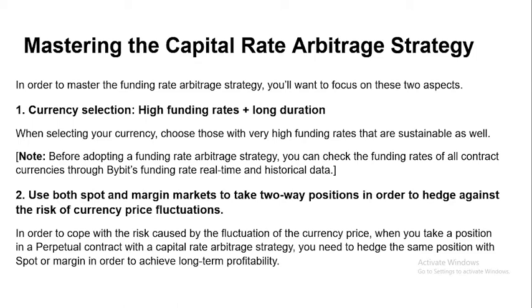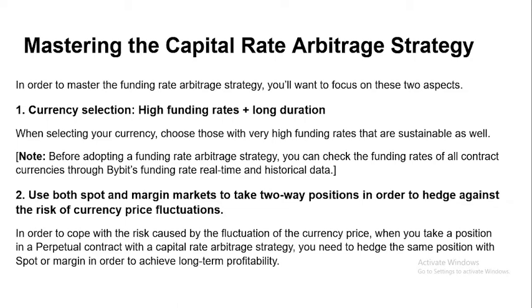So mastering the funding rate arbitrage strategy. In order to master the funding rate arbitrage strategy, you will want to focus on these two aspects. 1. Currency selection: high funding rates plus long duration. When selecting your currency, choose those with very high funding rates that are sustainable as well. Note, before adopting the funding rate arbitrage strategy, you can check the funding rates of all contract currencies through Bybit funding rate real-time and historical data.